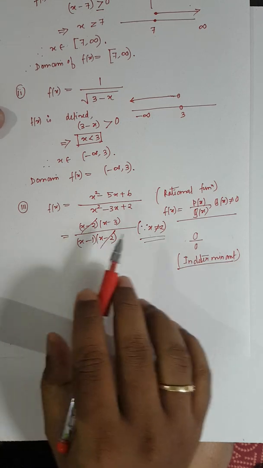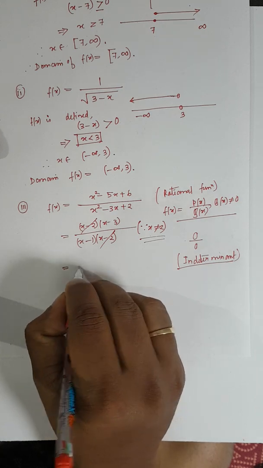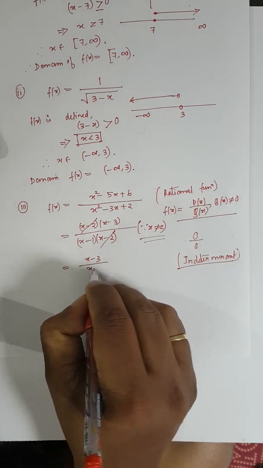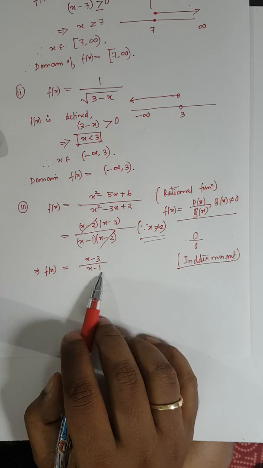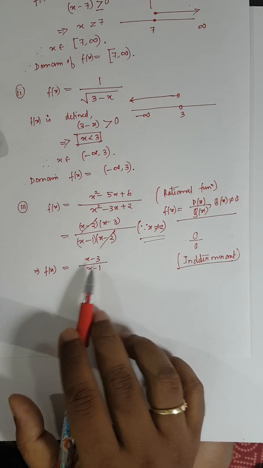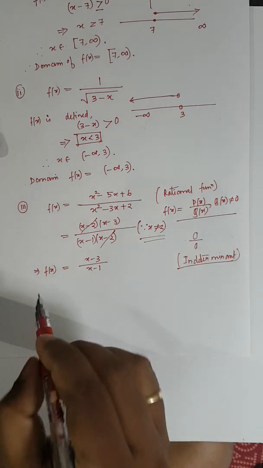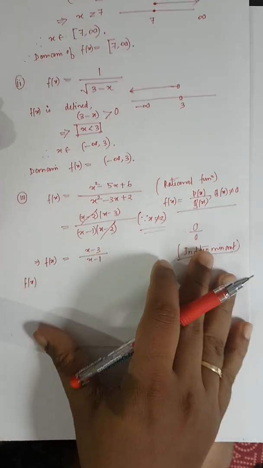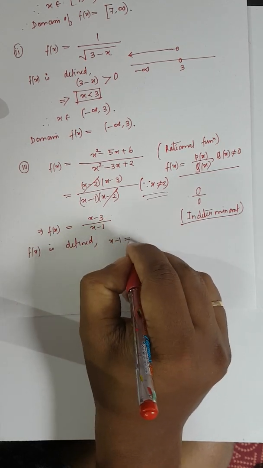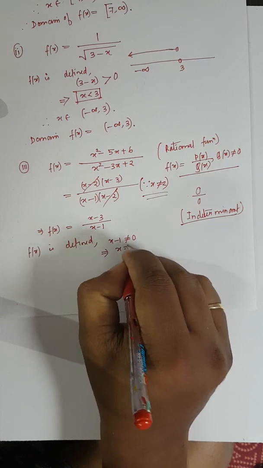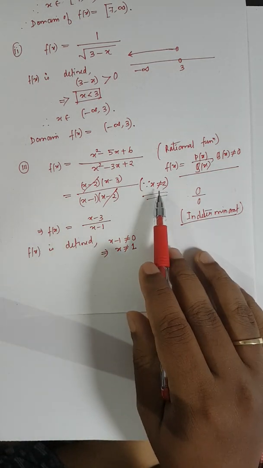So when I cancel the same factors, we write x is not equal to 2. After reducing, we get x minus 3 by x minus 1. So your f of x is equal to x minus 3 by x minus 1. Now when x equals 1, it is something by 0. For x equal to 1, it is minus 2 by 0. So clearly you can write f of x is defined when x minus 1 is not equal to 0. Clearly x is not equal to 1. So the values of x are restricted: x is not equal to 1 and not equal to 2.